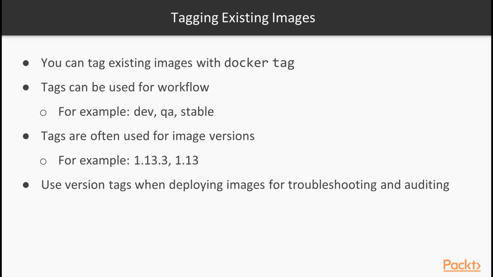Docker tag takes the original image name as the first argument and the new name as the second argument. Either image name may also include a tag. This lets you create an alias to an existing image. You can use this to specify image tags for your workflow.